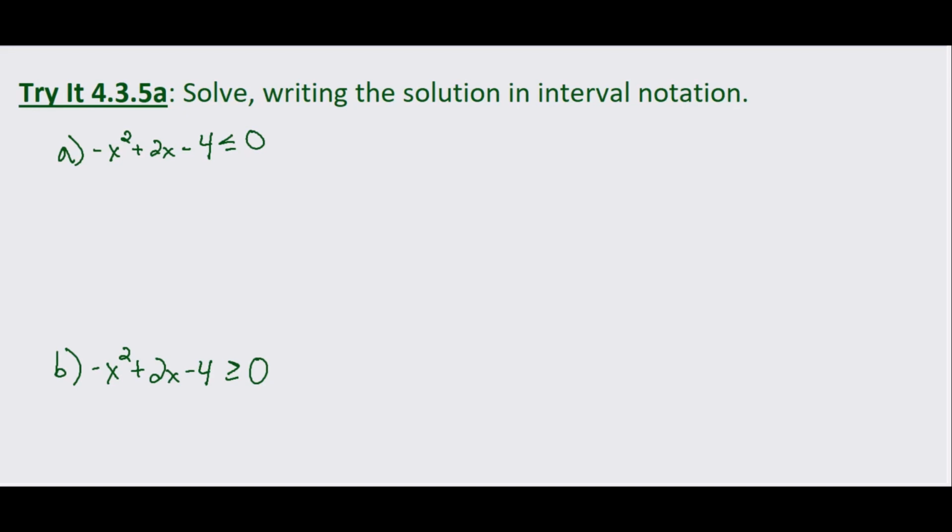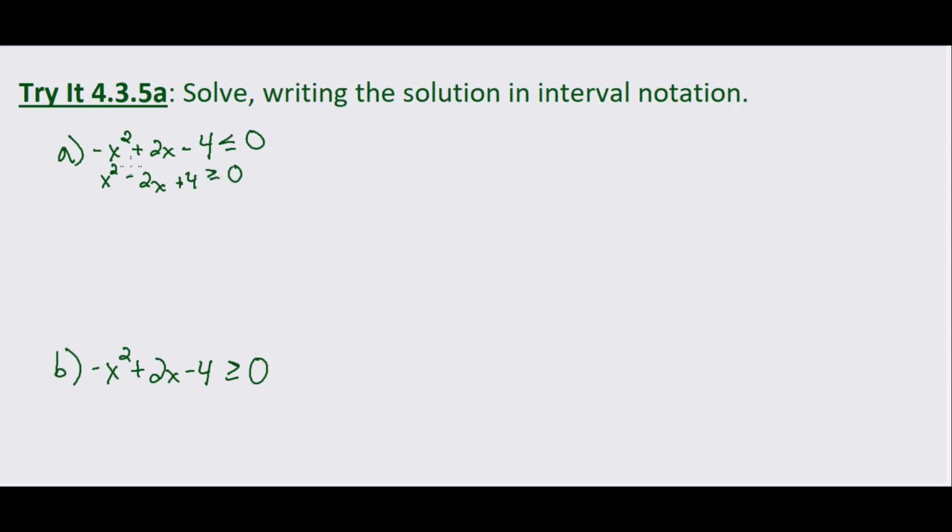So we look at just dividing it by -1 so we can see if it'll factor. We're looking at x squared plus 2x minus 4 less than or equal to 0. If we divide that by -1, we get x squared minus 2x plus 4 is greater than or equal to 0.